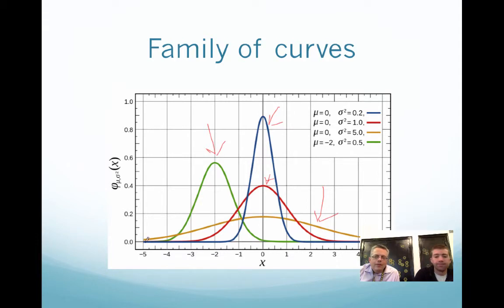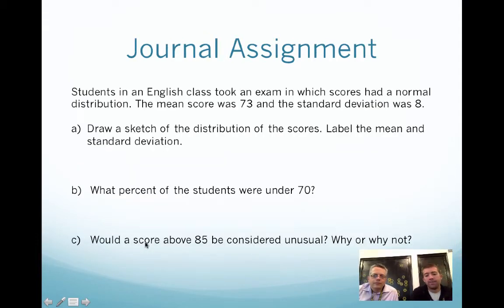Time for the journal assignment. Students in an English class took an exam in which scores had a normal distribution. The mean score was 73 and the standard deviation was 8. First, draw a sketch of the distribution of the scores, labeling both the mean and the standard deviation. Then find the percent of students who were under 70, using normal CDF. And would a score of 85 be considered unusual?